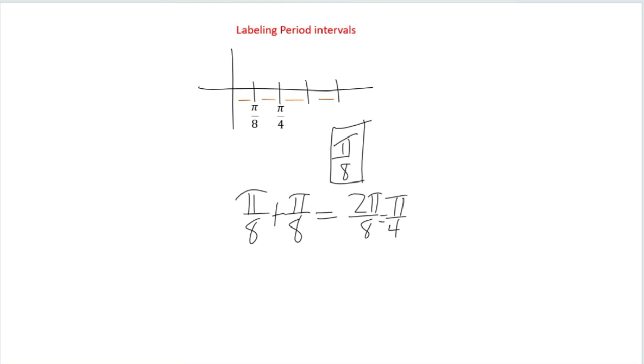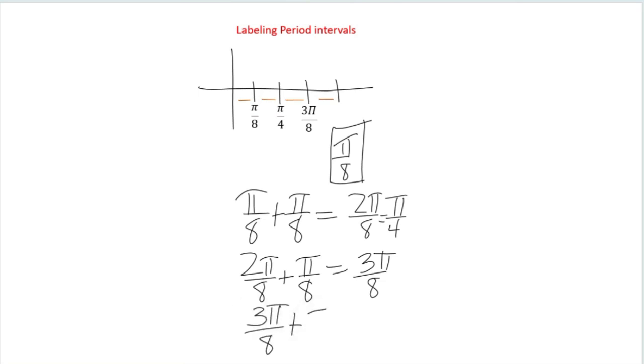So we're going to continue on. We're going to use it in this form because we want our denominators to be the same. So 2 pi over 8, which is the same thing as pi over 4, we're going to add the distance of each interval. This is going to give us 3 pi over 8, so that's going to be our next label. Then 3 pi over 8, we add the size of our interval, and we get 4 pi over 8, which is the same thing as pi over 2. And that'll be our next interval.